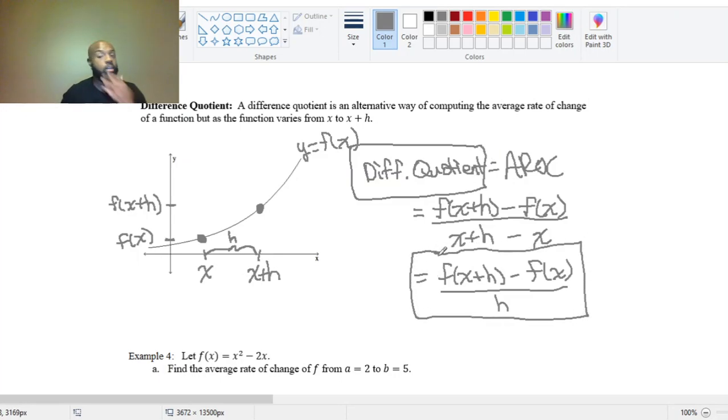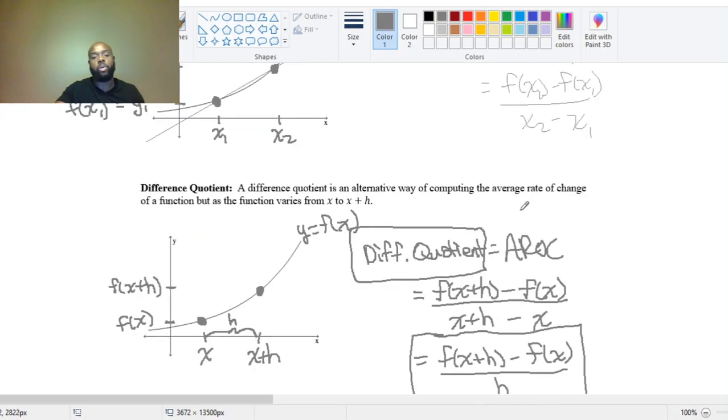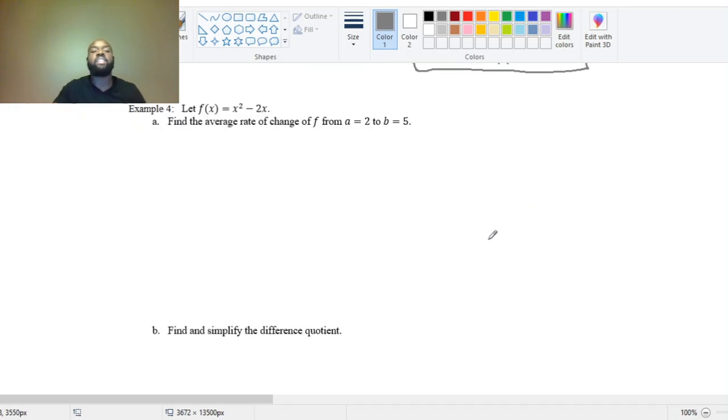This is something that you have to memorize. It basically comes from your average rate of change here, which you have to memorize as well. Let's look at this last example in this video. It says let f of x equal x squared minus 2x. Find the average rate of change from a equals 2 to b equals 5.